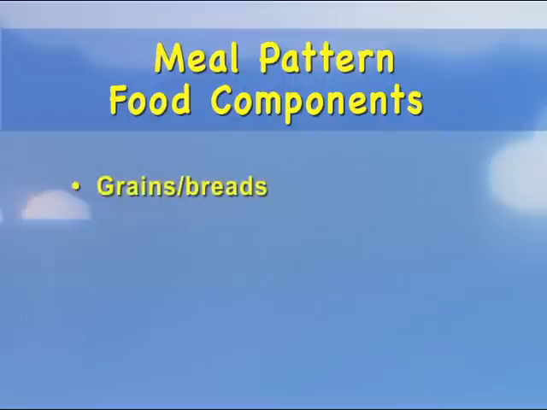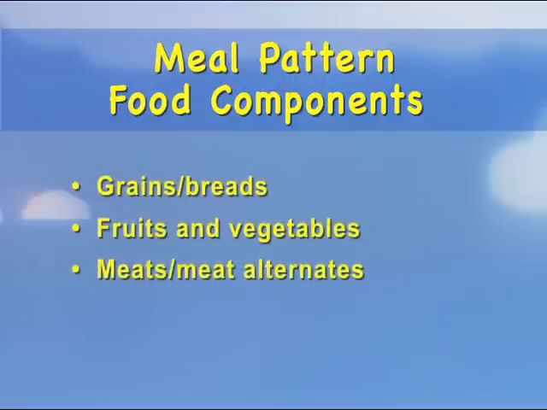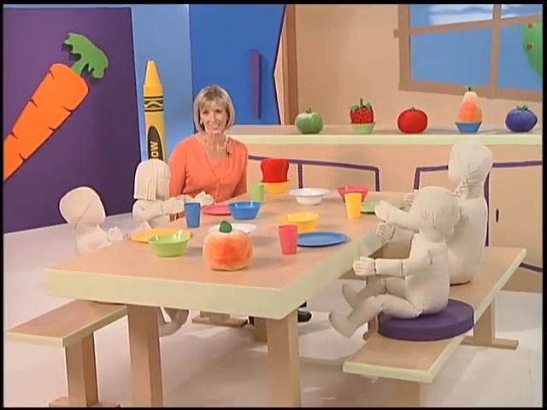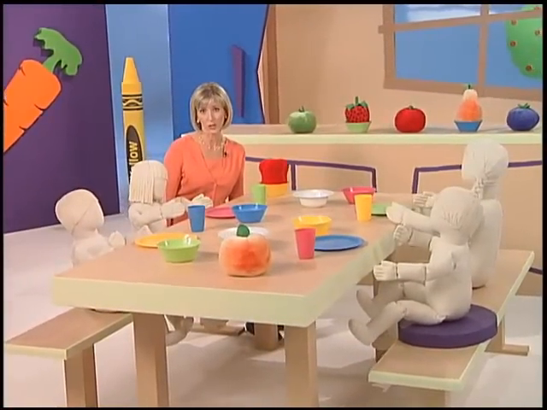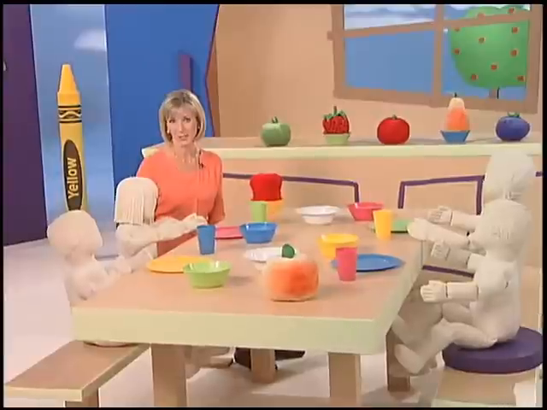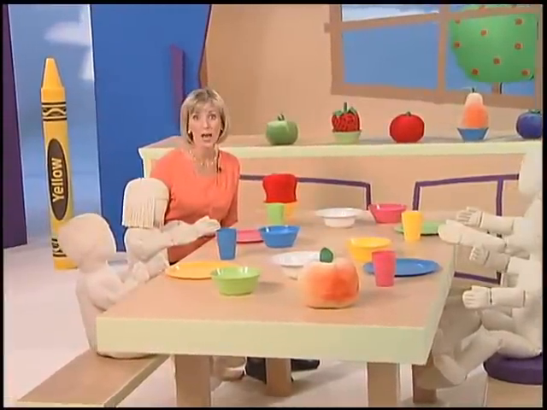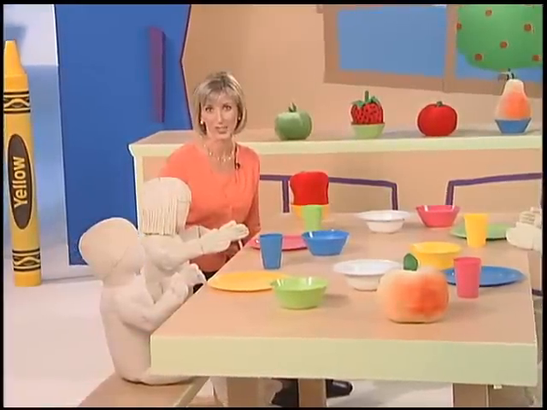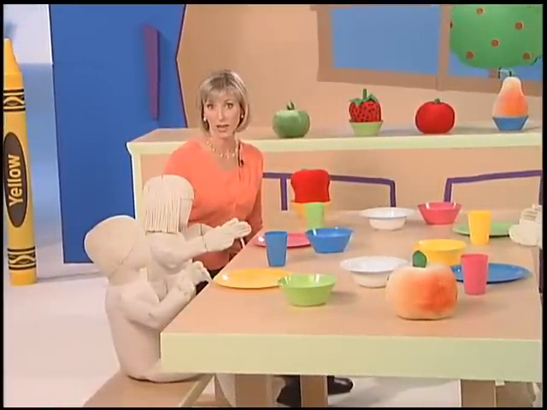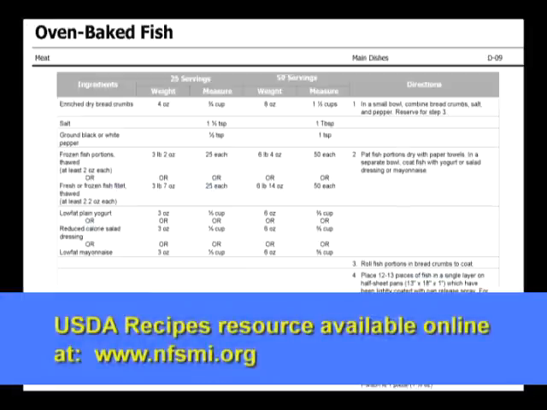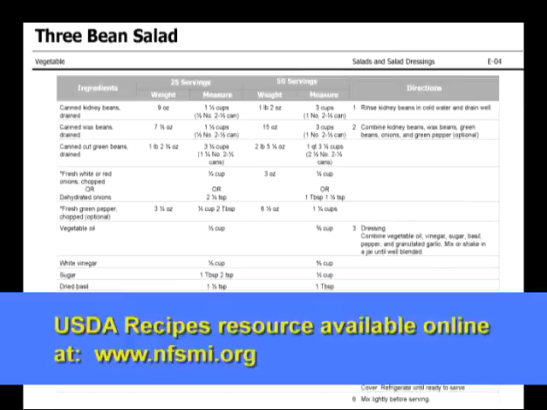The meal pattern food components for children in the other age groups are grains, breads, fruits and vegetables, meats, meat alternates, and milk. As you select foods for meals and snacks, keep in mind serving sizes appropriate for the child and for the food component requirement. The best option for planning and preparing meals and snacks that meet CACFP meal pattern requirements is to use recipes from the USDA Recipes for Childcare resource. The Recipes for Childcare resource is available through the NFSMI website and includes recipes for items such as entrees and main dishes, vegetables, salads, and desserts.